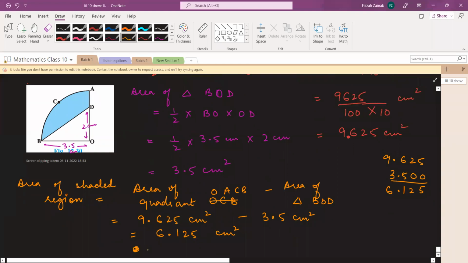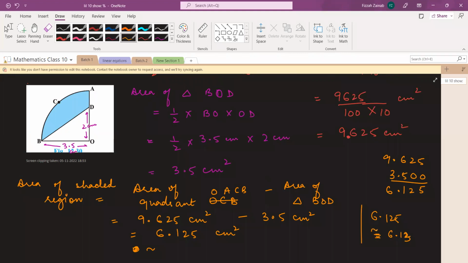So you write this is approximately equal to. Is that clear? Now please note one thing. 6.125 is obviously not equal to 6.12. If I round it off, because it's 5, it will become 3. So obviously the two numbers are different, so we don't put equal to, we put this sign, I mean approximately equal to, 6.13 centimeters square. Now in NCERT, I think it is given in fractions, right?